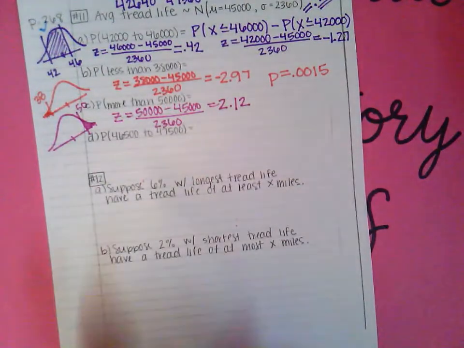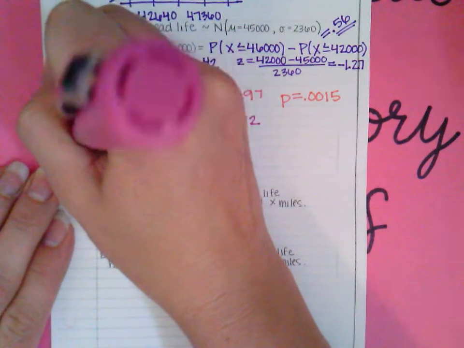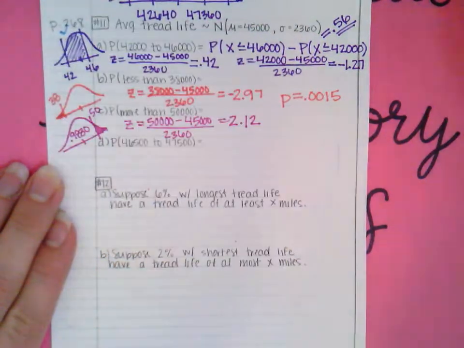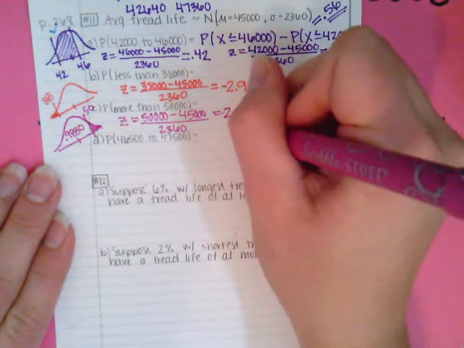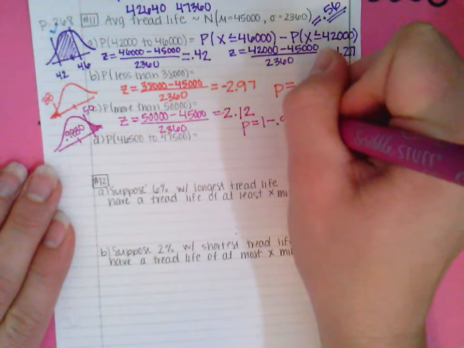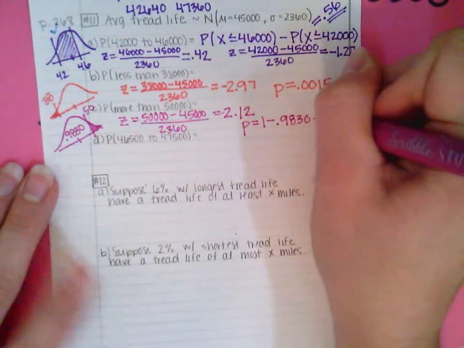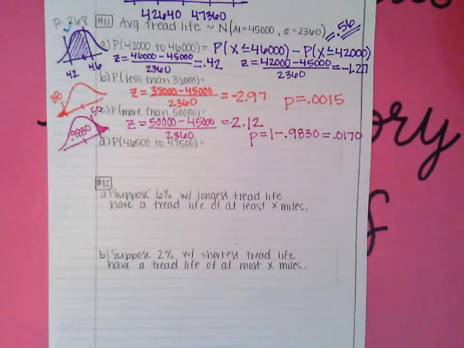Well, if you look at what we shaded in, that does not look like 98% of the graph. And that's because 98% of the graph is that left-hand side. I don't want that left-hand side. I want this side. So my p-value is going to be 1 minus that, which gives me 0.0170, which makes a lot more sense.